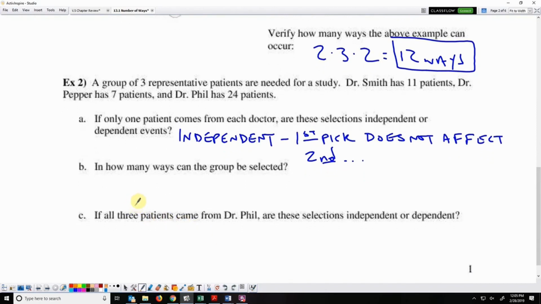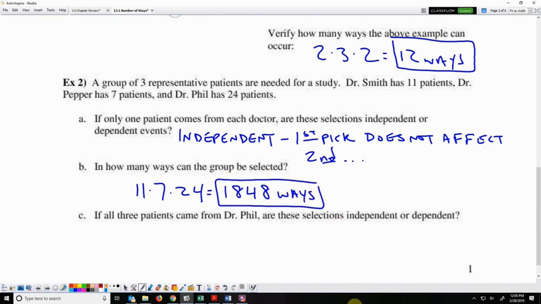So the first doctor had 11 patients. The second doctor had 7. And the third doctor had 24. 11 times 7 times 24 is 1,848 different ways that we could choose one patient from each doctor.